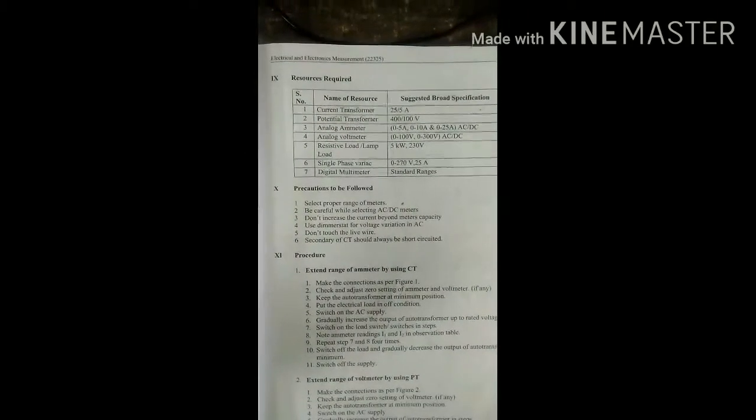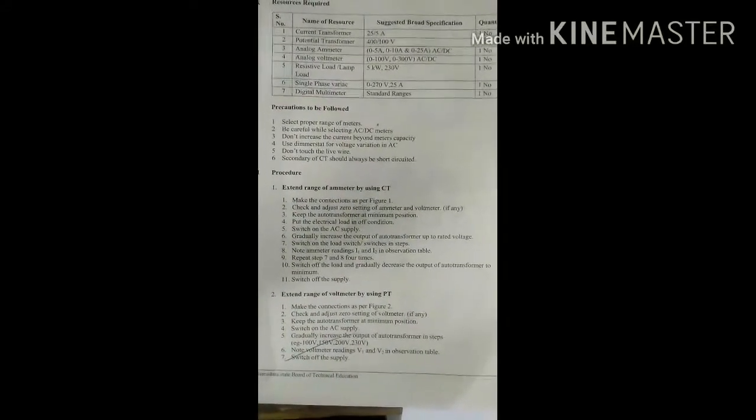Precautions to be followed in this practical are: first, select proper range of meters. Second, be careful while selecting AC or DC meters. Third, don't increase the current beyond the meter's capacity. Fourth, use a variac for voltage variation in AC. Fifth, don't touch the live wire. And sixth, the secondary of CT should always be short circuited.